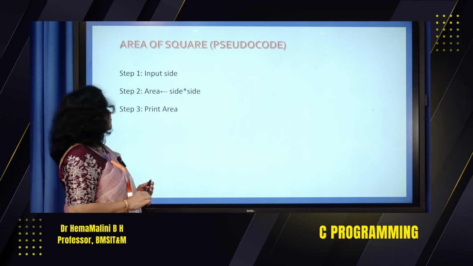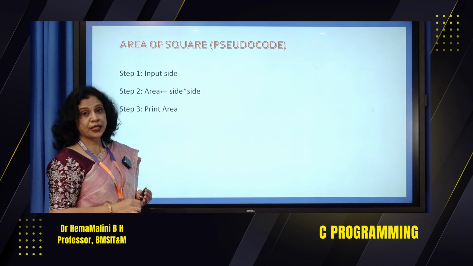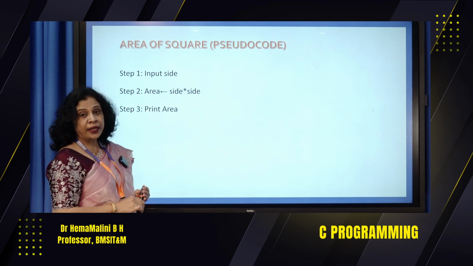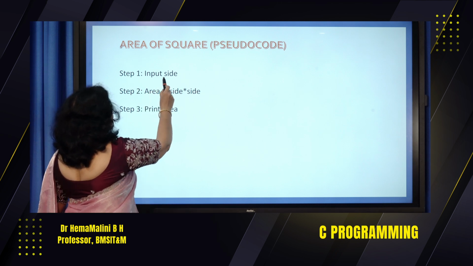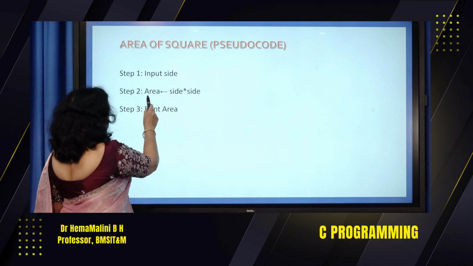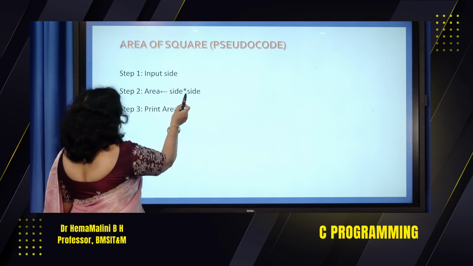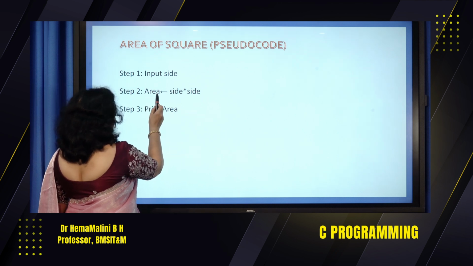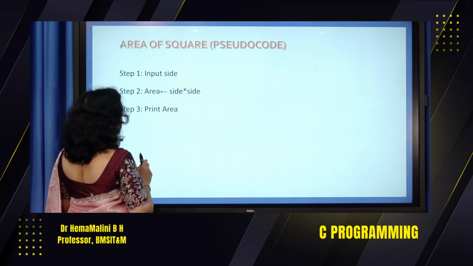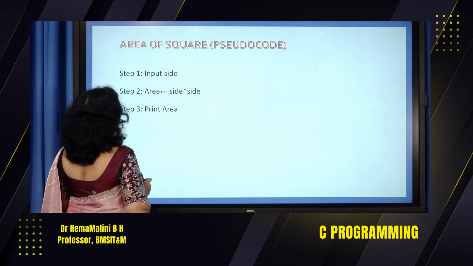of a square? Step 1 is input side. We are not going to write start, stop, etc. We are directly writing the pseudocode here. So, step 1 is input side. Step 2, area is going to get side star side. The assignment is always from right to left. So, the variable in the LHS is going to hold the result all the time. So, area is going to get side into side.